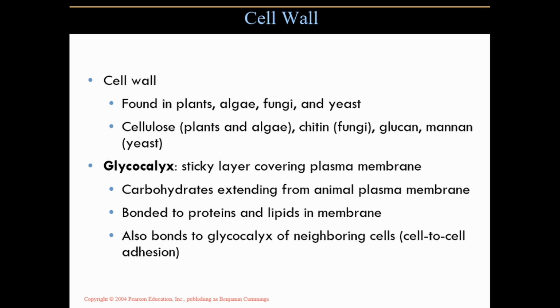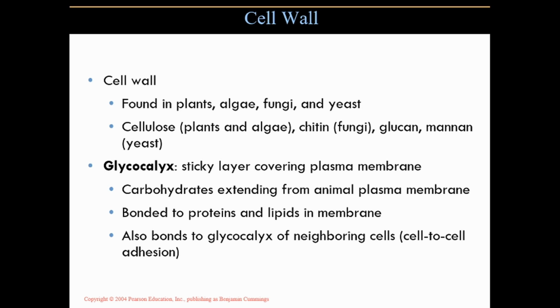that are present. As in prokaryotic cells, eukaryotic cells have a glycocalyx, which is a sticky layer that covers the plasma membrane. From it, carbohydrates extend from the plasma membrane that are used for cell identification, cell-to-cell adhesion, and so forth. These carbohydrates are bonded to proteins and the lipids within the membrane, and they stick up off the surface of it.